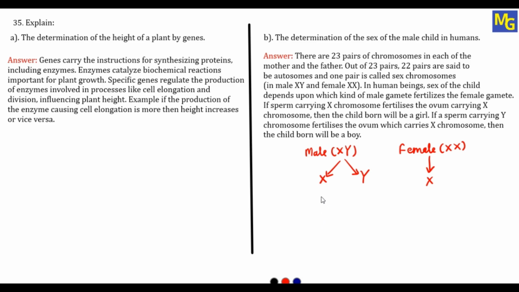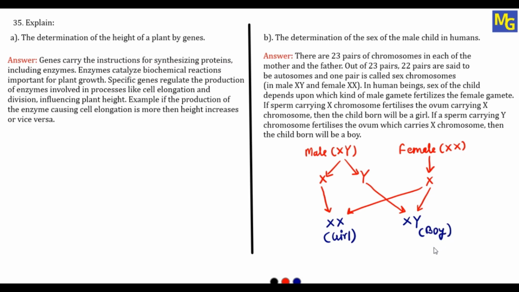When the fertilization takes place, sperm and egg will get fused to form a zygote. So if the sperm having X chromosome fuses with the egg having X chromosome, then the child will have X and X as a sex chromosome. If the sperm having Y chromosome fuses with the egg having X chromosome, then the child will have X and Y as a sex chromosome. Then XX is nothing but a girl and XY is nothing but a boy.